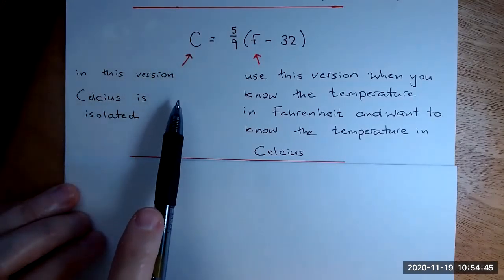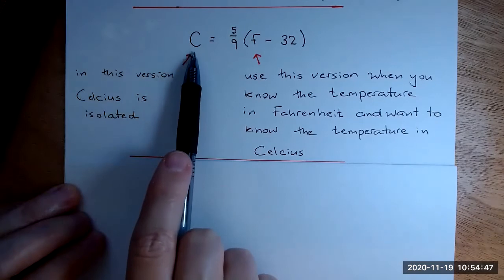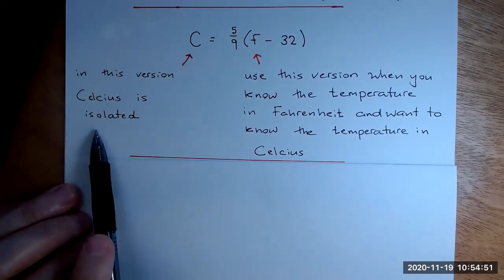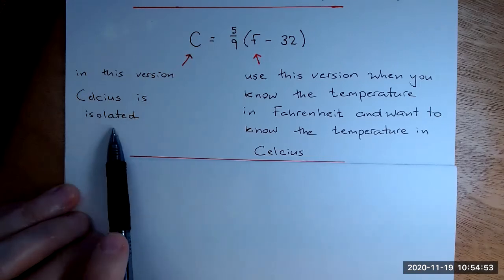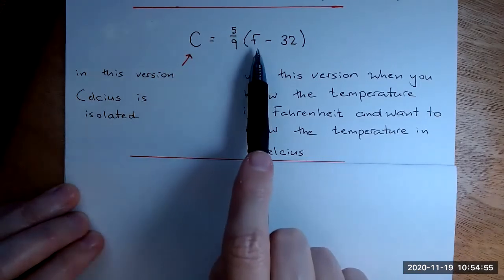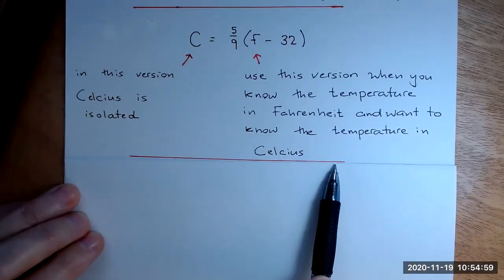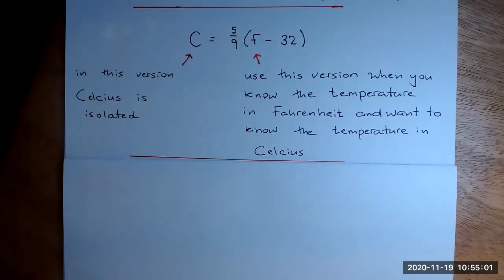So whenever you're looking at a formula, the variable that's isolated, the one that's by itself, is what you're going to find using that formula. The variables that are in the formula are the numbers that you'll use. So let's do an example.